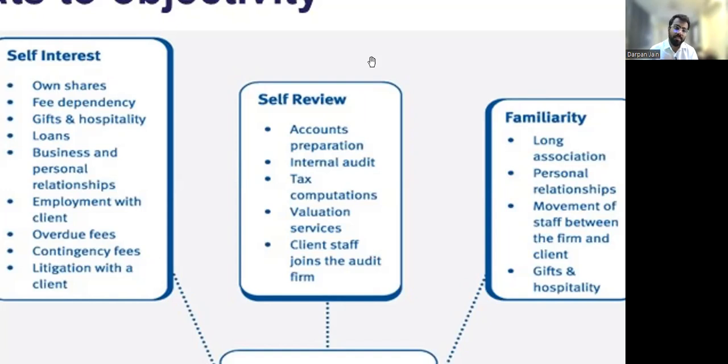So what should be the safeguard here? You tell me, apply the same logic and tell me what should be the safeguard. There is a loan which is existing between you and ABC Private Limited. Now you want to do the audit of ABC Private Limited. So what should be the safeguard? Should you not do the audit? Is that the safeguard? Not accepting the engagement, is that the safeguard?